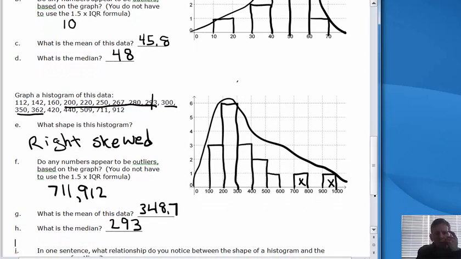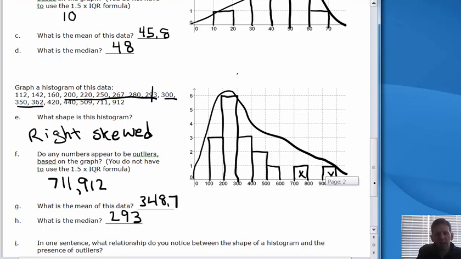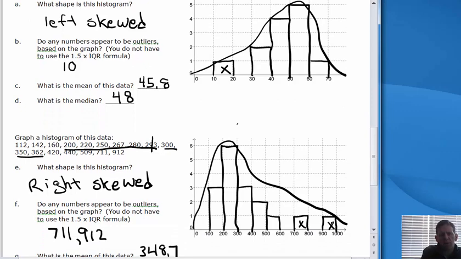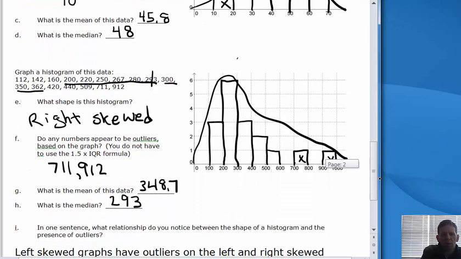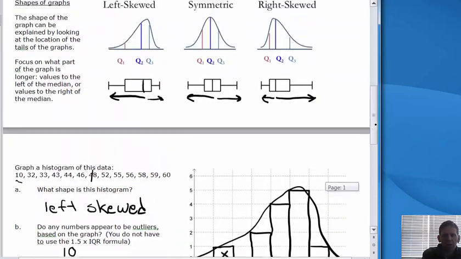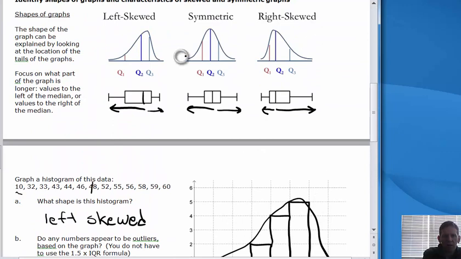So what relationship do you notice between the shape of a histogram and the presence of outliers? Well, in our first problem, we noticed that the graph was left skewed and we had an outlier over here on the left side. On our second graph, you'll notice we have a couple outliers here on the right side, and that indicated a right skewed graph. So a relationship that you might notice is that left skewed graphs typically have outliers on the left and right skewed graphs have outliers on the right. If you actually had outliers on both sides, you would probably still have more of a symmetric looking graph like we talked about over here. You might just have a stray bar over here and maybe a stray bar over here.